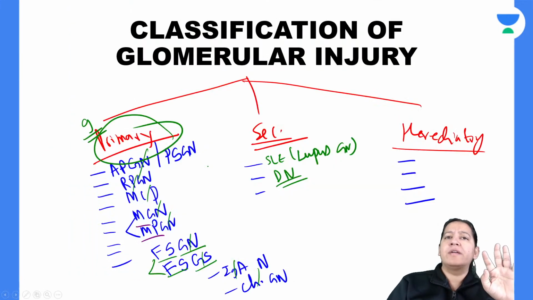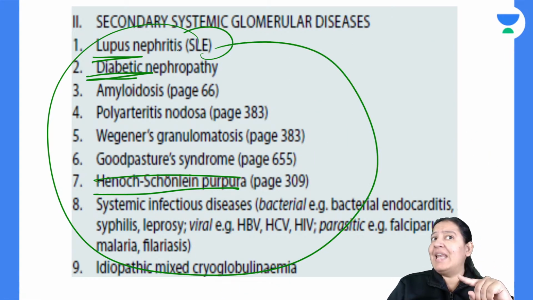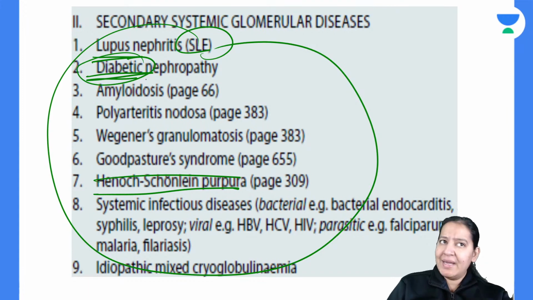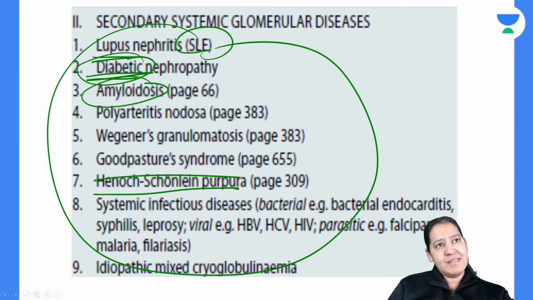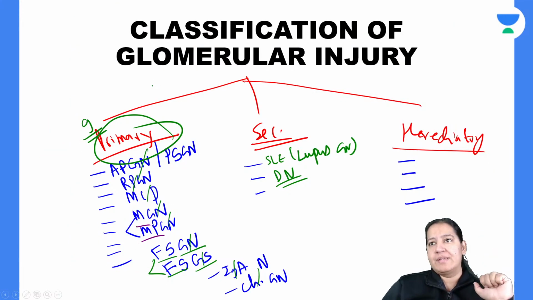So these are important secondary ones. In secondary there are many. The main disease is SLE. The main disease is diabetes. The main disease is amyloidosis. The main disease is something else, but it is involving the glomerulus secondarily. That's why these are known as secondary glomerulonephritis. Have you got it? The third one are the hereditary.